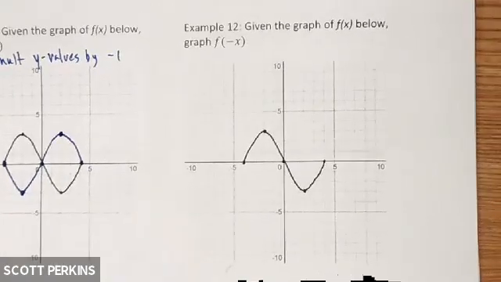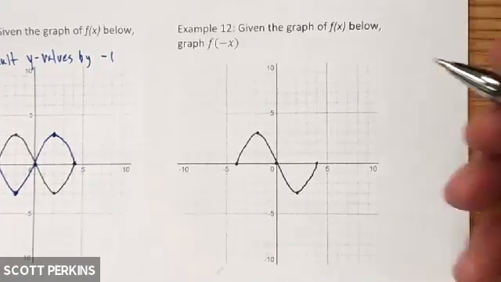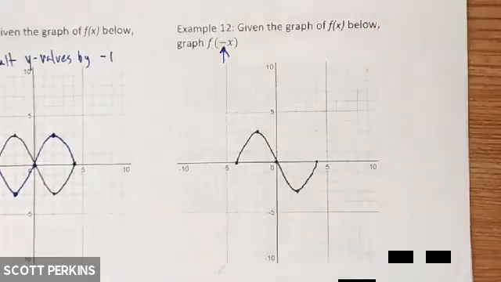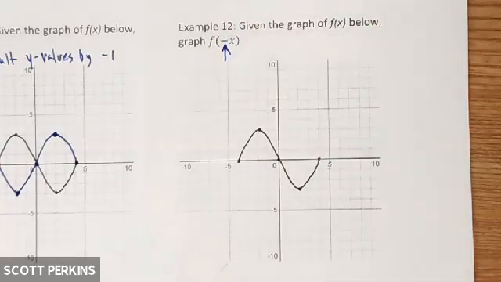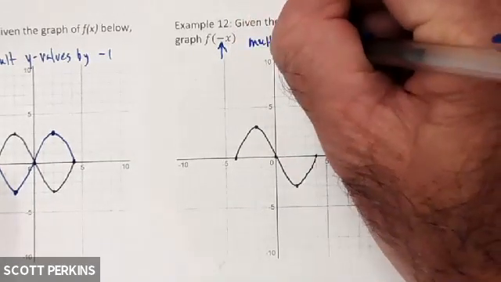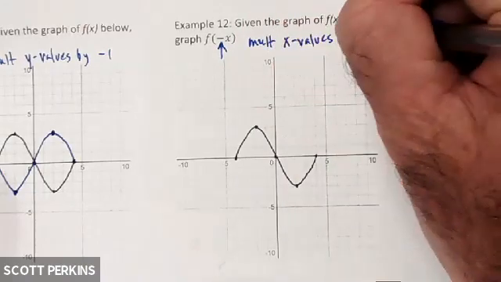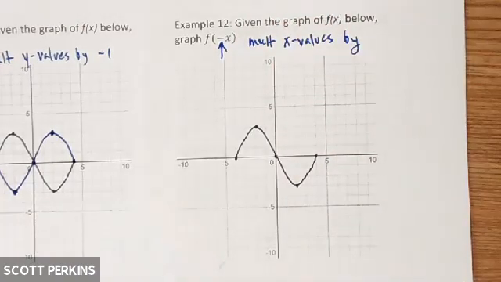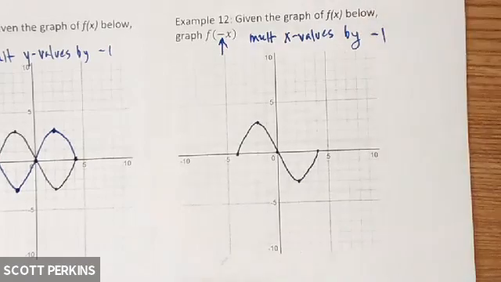So for example 12, we're not going to actually graph it, but I just want to describe now the negative is in front of the x. So that means I'm going to multiply my x values by what? What's the reciprocal of -1? You don't change the sign with the reciprocal, it's just going to be -1. When you flip 1, you get 1. So when you flip a -1, it stays -1. So you would multiply the x values by -1.